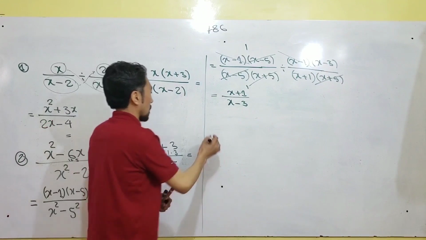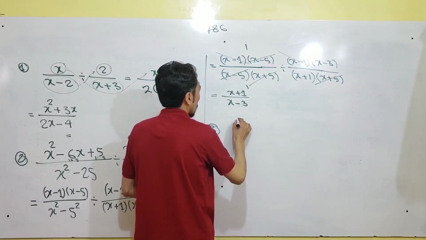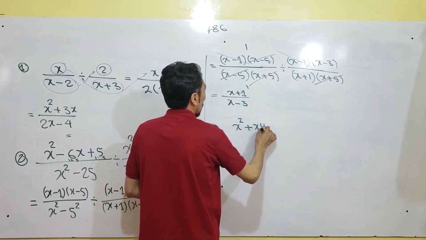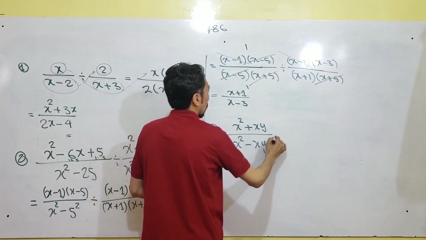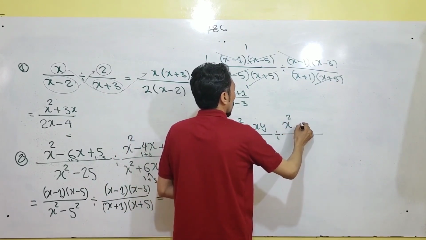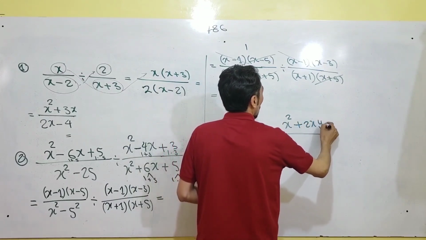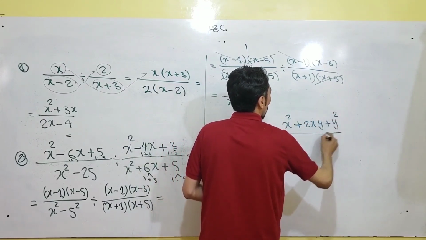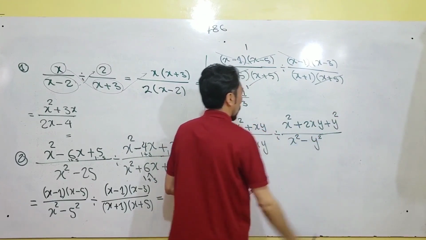I take another example also. For example, we have x squared plus xy over x squared minus xy divided by x squared plus 2xy plus y squared over x squared minus y squared.